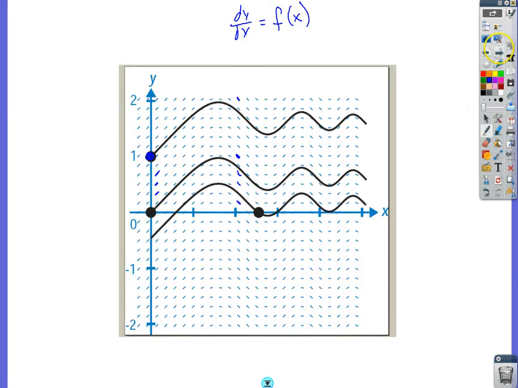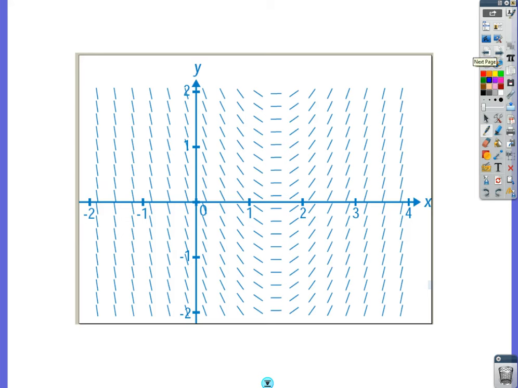So let's take a look and see if we can draw one. Here I've got this weird slope field graph going again. Let's say my first point starts here at 1, 0, 1. What's going to happen to my graph?